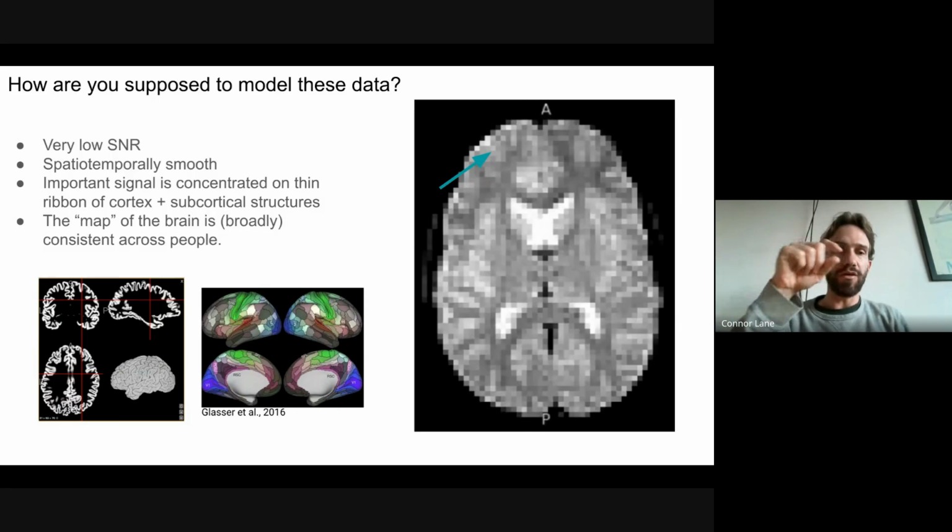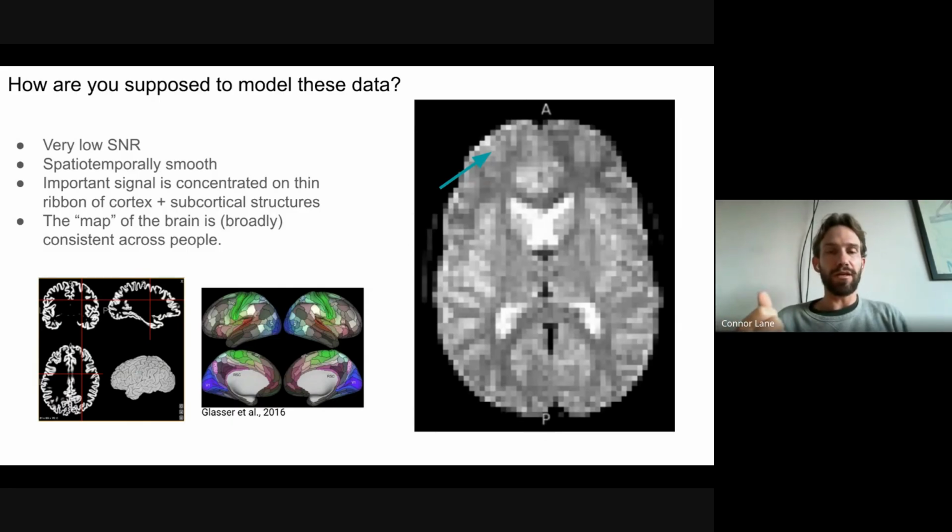So it's really only in this area, as well as subcortical structures, which are not shown, where the key data that we're trying to model lives. The rest of it, in the interior of the brain and definitely outside of the brain, is not really of interest. So that's one key feature.